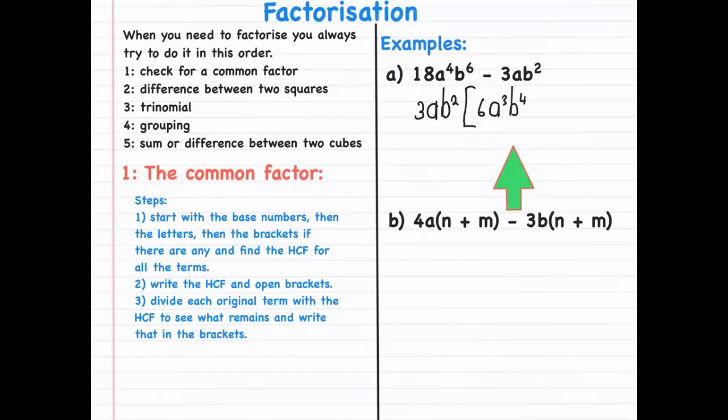So that's 4. And then basically the minus with a positive gives me the minus. And then basically all of that is here. So 3AB squared divided by 3AB squared doesn't give me 0. It gives me 1. And I close the bracket. And there it is. That is how we factorize that first one.